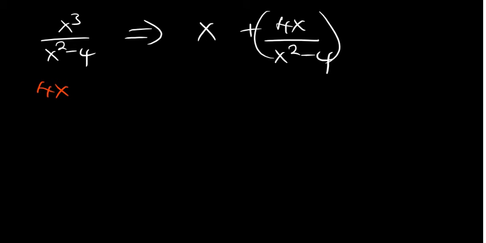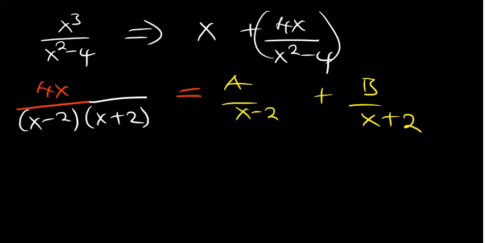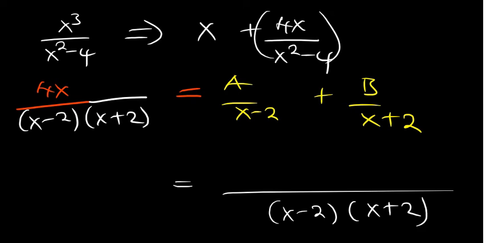So we have 4x over x squared minus 4, which I know is the difference of two squares, which can be expressed as x squared minus 2 squared, which will now give us (x minus 2)(x plus 2). So this brings up partial fractions. We can have A over x minus 2, plus B over x plus 2. Our goal is just to find the values of A and B. If we find a common denominator on the right, we're going to have (x minus 2)(x plus 2).